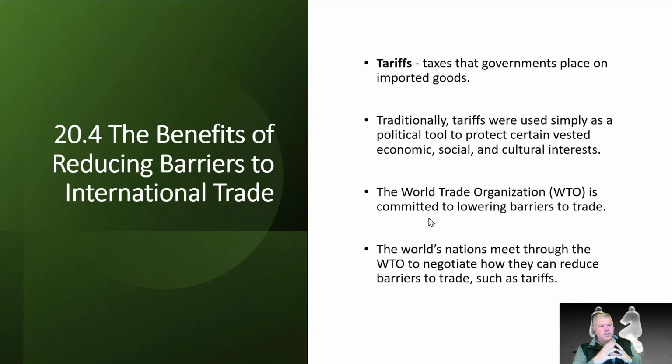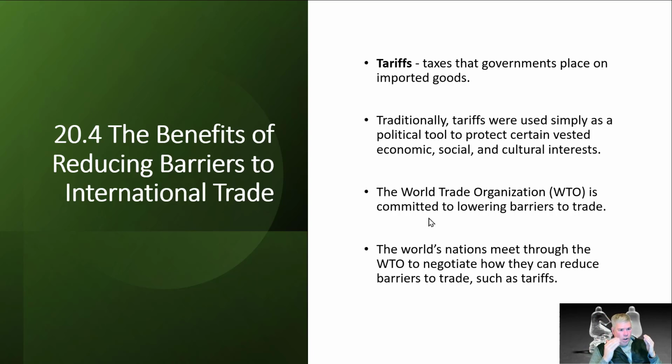So tariffs are taxes that governments place on imported goods. So you might hear that there's a tariff on Chinese steel, where the United States is imposing a tax of $240 per ton of steel that comes into the United States from China, and that's to try and make the cost of imported steel higher, to give United States producers a little bit of cushion in their production costs.